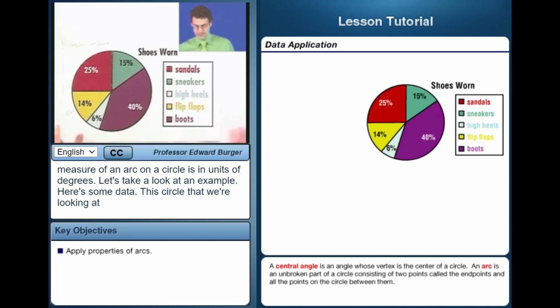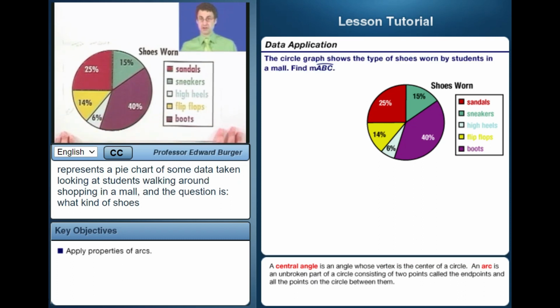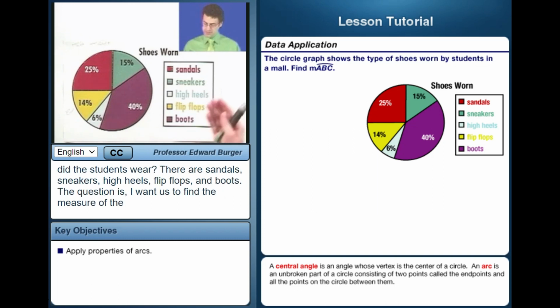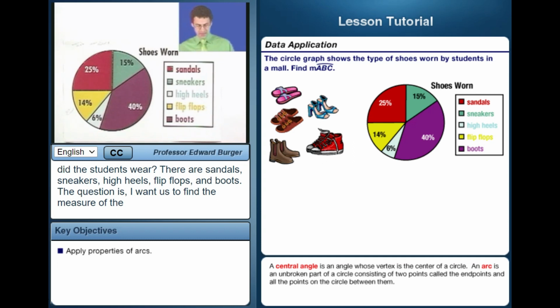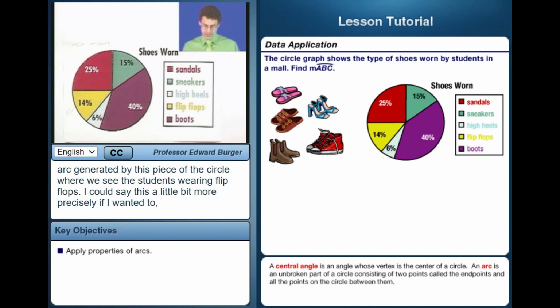Let's take a look at an example. Here's some data. This circle actually represents a pie chart of data taken looking at students walking around shopping in a mall. The question is, what kind of shoes did the students wear? There's sandals, sneakers, high heels, flip-flops, and boots. I want us to find the measure of the arc generated by this piece of the circle where we see the students wearing flip-flops.